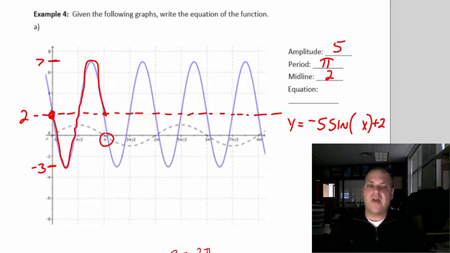Let's do our W value. W equals 2 pi over the period. And the period is pi. So 2 pi over pi. And, of course, the pi's cancel, and you're left with just 2. So the W value is 2. When W is 2, that gives you a period of pi. That's how they're kind of connected there. So negative 5 sine 2x plus 2.